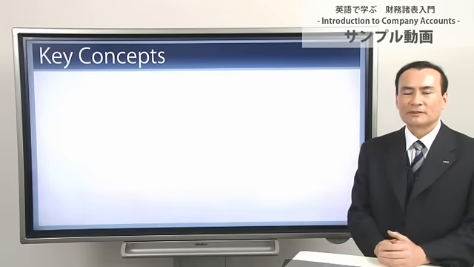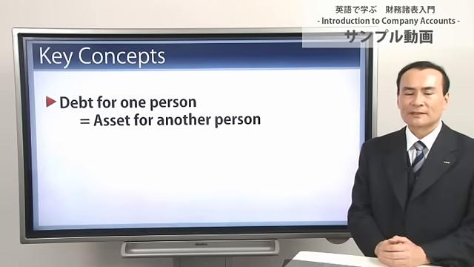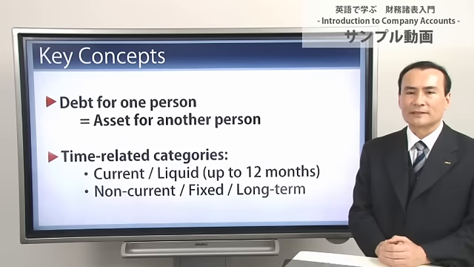Before we move on to a more complex situation, we need to understand a couple of key concepts. The first is, a debt for one person is an asset for another person. So, for example, when you receive a telephone bill, that bill is a debt for you, but an asset for the telephone operator. The second is time-related categories for assets and debts. Any item that can be sold, used, or dealt with quickly is called current or liquid, while any item that cannot be sold or used up so quickly is called non-current, fixed, or long-term.